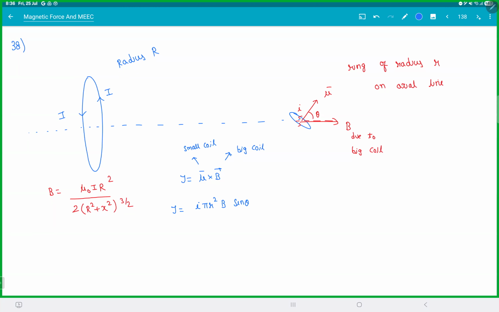How do you find the force? The only formula we know about force is I dl cross B. But here, that small loop is also at an angle. I know B only on the axial line. I know we encountered a problem like this in capacitors. Force on a dielectric slab. Did anyone remember what we did?